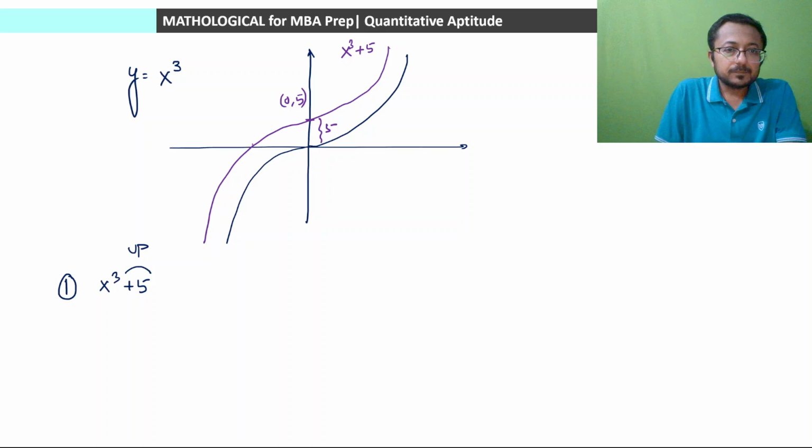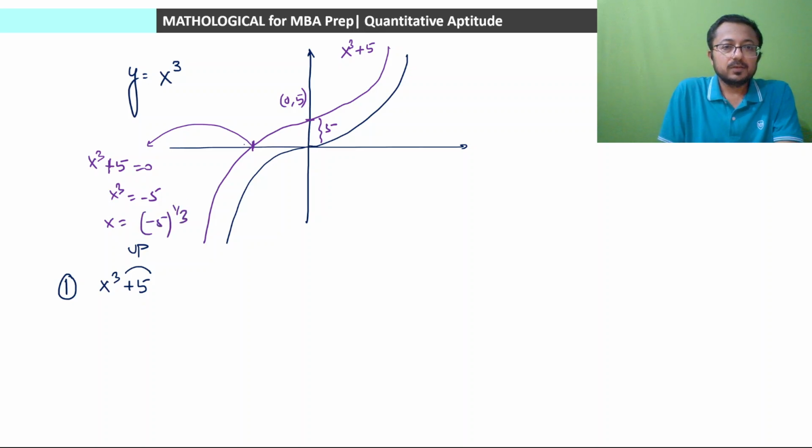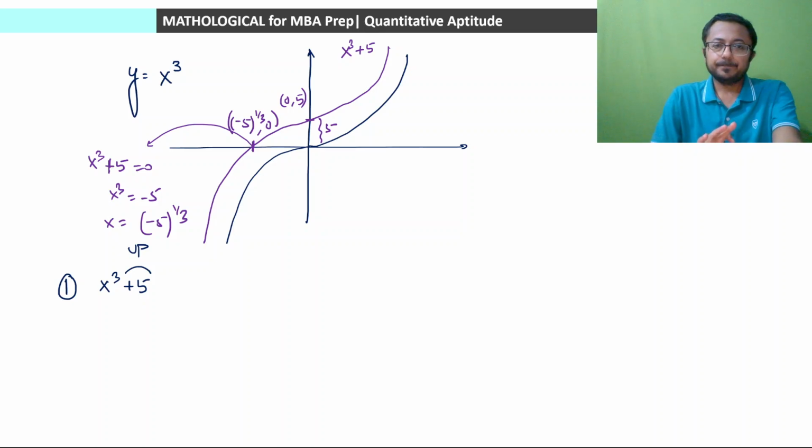So what will be this value? Where will this graph cut the x-axis? At that value where x cube is equal to minus 5, because x cube plus 5 is equal to 0. The y value at this point is equal to 0, so x cube will be equal to minus 5. So x will be equal to minus 5 to the power 1 by 3. The x coordinate is minus 5 to the power 1 by 3 and the y coordinate is 0. So this is (minus 5 to the power 1 by 3, 0). Is that clear? So this was our first graph.